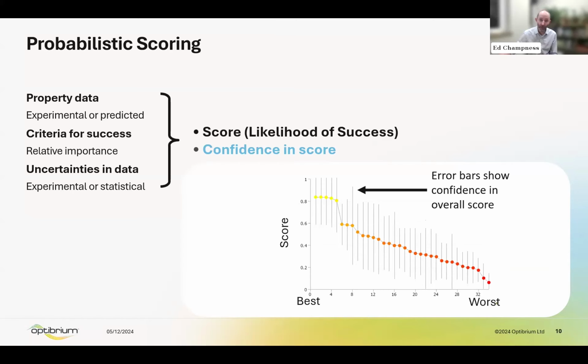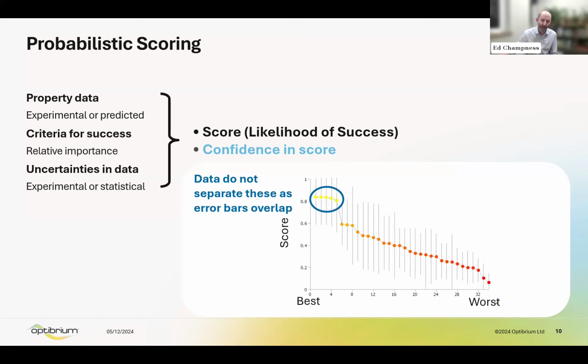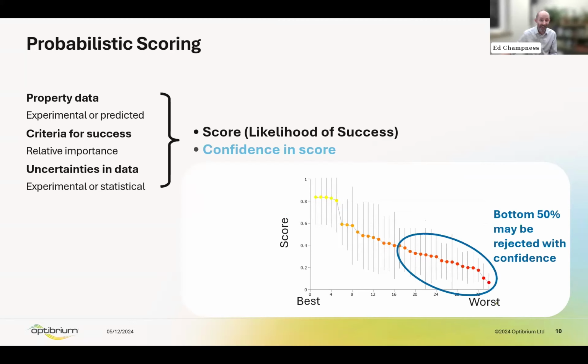Now, there will always be a top scoring compound, but what this is showing us is that the data we've got available at the moment don't separate any of these top few compounds with any significance whatsoever. On the other hand, in terms of a prioritization and a triage exercise, I could say with confidence that the bottom 50% could be rejected. These are significantly less likely to be successful than the top compound.